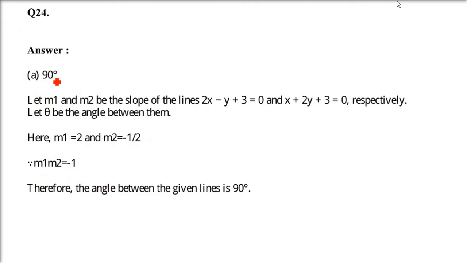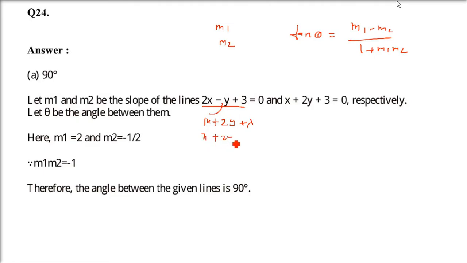This is question number 24. The angle between these two lines. What you'll do is find the m of the first line, find the m of the second line. You can find out the angle using tan theta equals m1 minus m2 by 1 plus m1 m2. But you don't have to go to this detail. See, if I want to make a line which is perpendicular to this line, the coefficients of x and y will change. Means they will change places, and the sign before y will change.